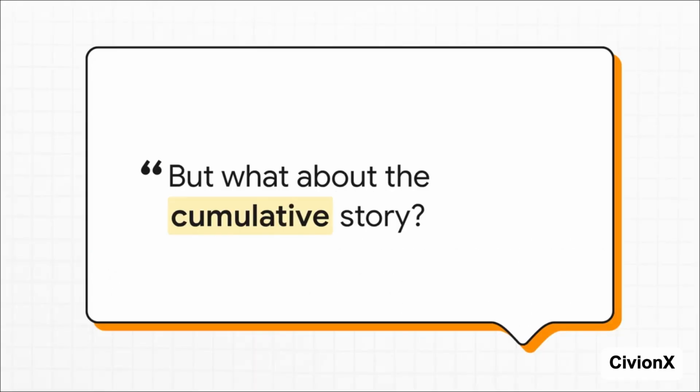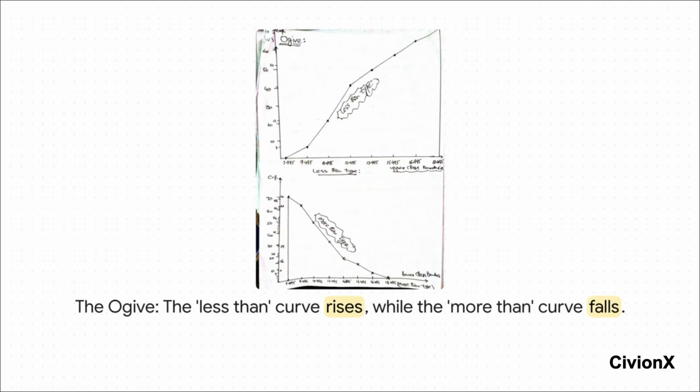So we've seen where the data clusters, but what if we want to ask a different kind of question? For instance, how many data points are less than a certain value, or how many are more than that? This question leads us right to our final type of graph. This is called an Ogive, another one of those fun statistics words, and it's a cumulative frequency graph. The curve on top that rises from left to right, that's our less than curve. It starts at 0 and shows the running total as we go.